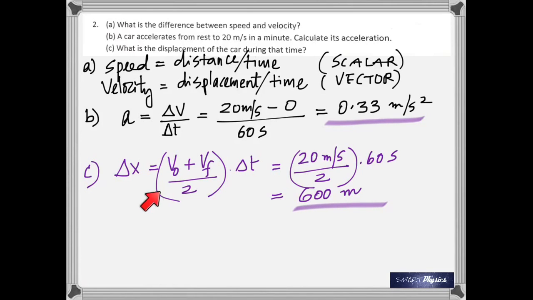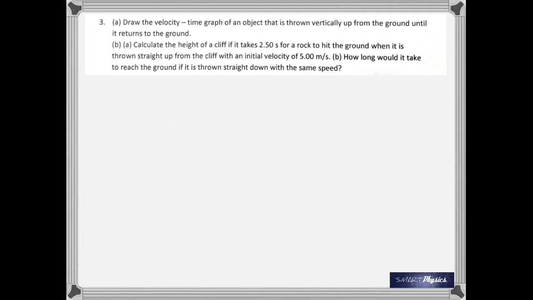Remember, you can use this formula. It's the average velocity because it's initial plus the final divided by 2. That is the average velocity multiplied by time. That is a quick and easy way of doing problems.